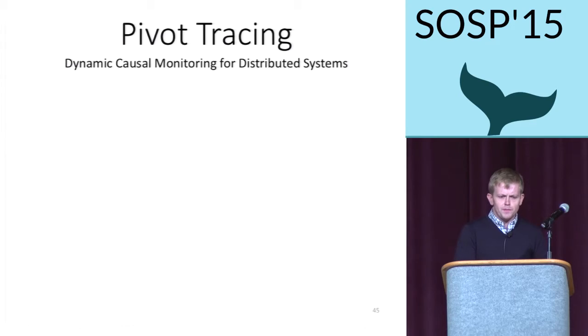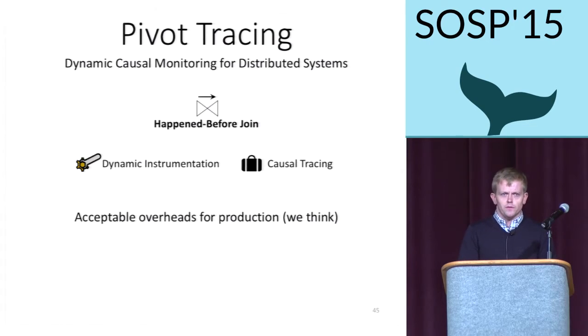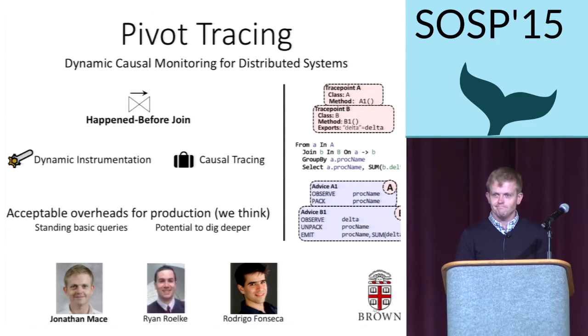So to conclude, with Pivot Tracing, we introduced the happened-before join that enables queries to be contextualized by Lamport's happened-before relation. Pivot Tracing addresses the limitations of logging and debugging in distributed systems by combining dynamic instrumentation with causal tracing techniques to enable efficient evaluation of the happened-before join at runtime. And the overheads of evaluating happened-before join are sufficiently low that we believe Pivot Tracing is suitable for production systems, both for high-level standing queries and for digging deeper when necessary. So with that, I will conclude my presentation.